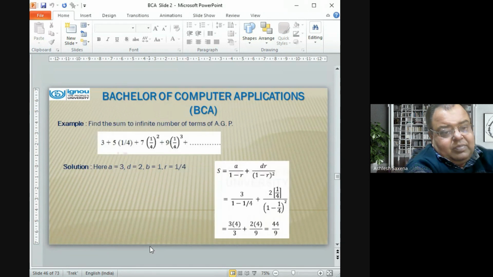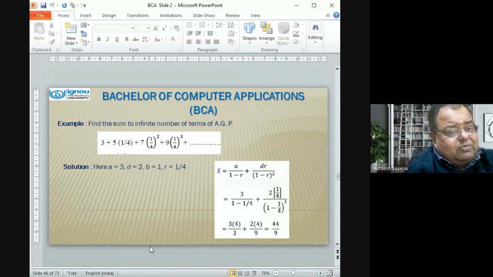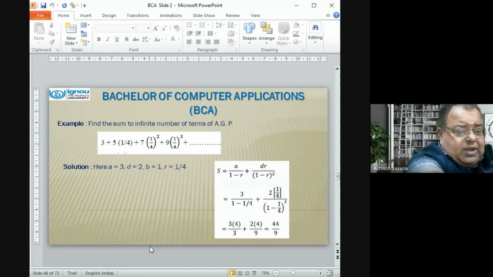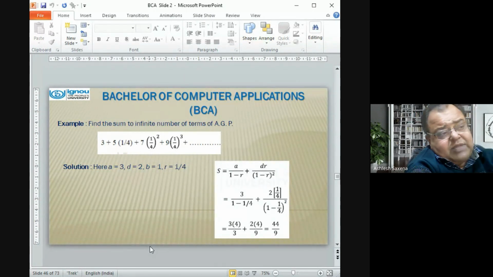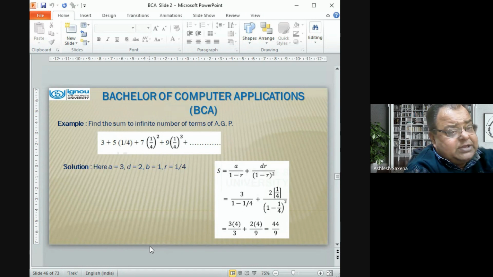See to it. You have to sum the infinite number of terms of an AGP. Your series is 3 plus 5 into 1 by 4 plus 7 into 1 by 4 square plus 9 into 1 by 4 cube. Now the question arises, how will you come to know whether this is an AGP or not? If it is not written that you have to find the sum to infinity of an AGP, and only this part is given to you, what will you do? I told you that an AGP is basically a sum of products of an AP and a GP.